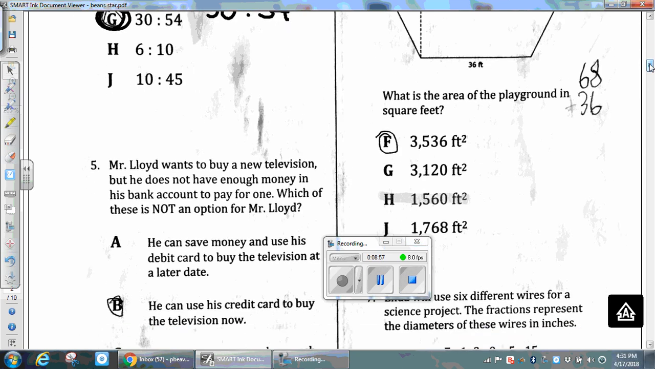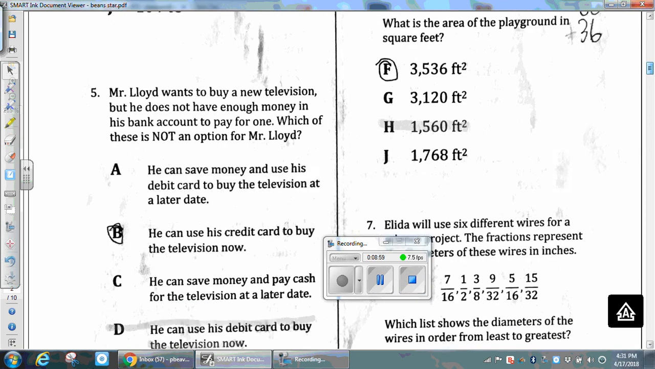And here we have Mr. Roy wants to buy a new television, but he does not have enough money in his bank account to pay for one. Which of this is not an option for Mr. Roy? So he wants a new television, no money. And again, here we have one of those that says, which is not an option. So let's see, he can save money and use his debit card to buy the television at a later date. That is a good option.